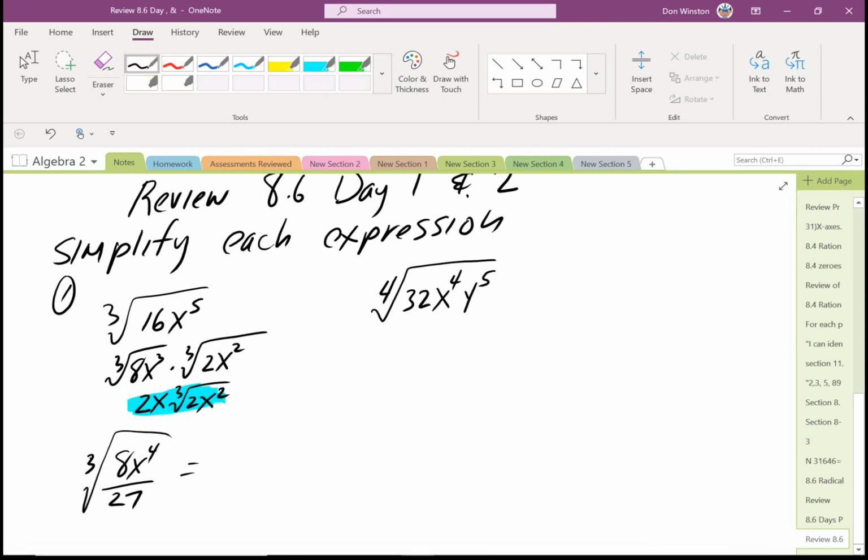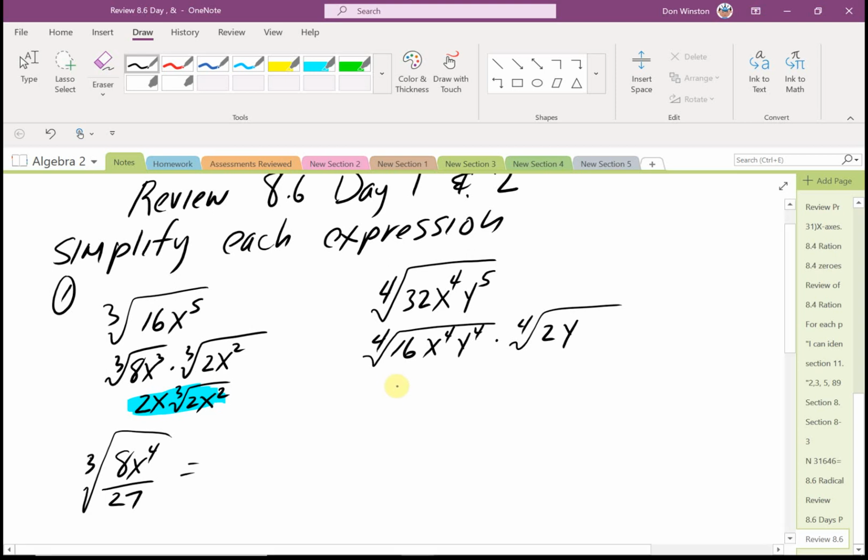The next one, the fourth root of 32x to the 4th, y to the 5th. So again, I'm looking for perfect fourth root factors of 32, which will be 16. And then x to the 4th, because 4 is a multiple of 4. And then y to the 4th, because 4 is a multiple of 4. And then what's left over is the fourth root of 2, because 16 times 2 is 32. And then y to the 1st, because y to the 1st times y to the 4th is y to the 5th. And so this simplifies.